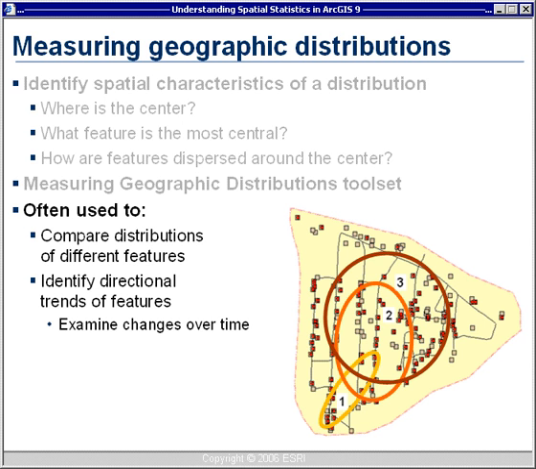Often, these tools are used to compare the distributions of different features. For example, in this graphic, we're looking at cases of dengue fever for a village in India. We wanted to know how the distribution of the disease changed during the first 3 weeks after the outbreak. The standard deviational ellipse tool we used, which we'll talk about more in a few slides, shows us that the disease started in the southwest corner of the village, spread along the primary transportation corridors, and by week 3 encompassed most all of the village.